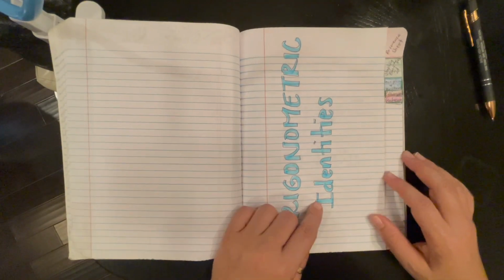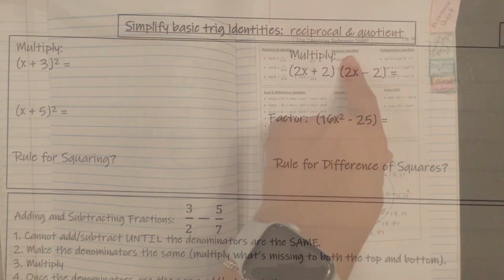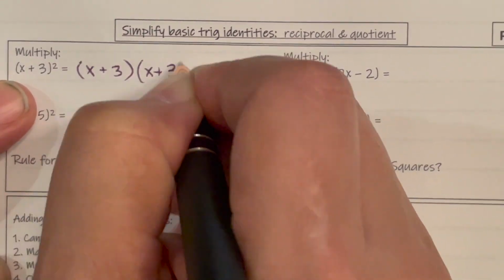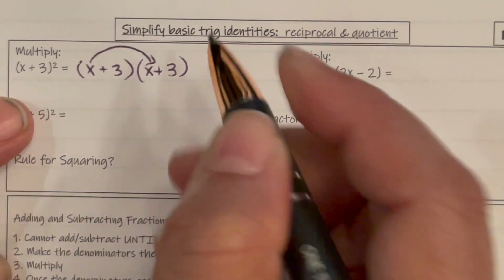So we're going to take a look at simplifying basic trig identities. The very first page is going to be our reference sheet. We're going to use this throughout this unit. Before we start, there's some basic knowledge that we need to know: how to square something. So it means multiply it by itself twice.